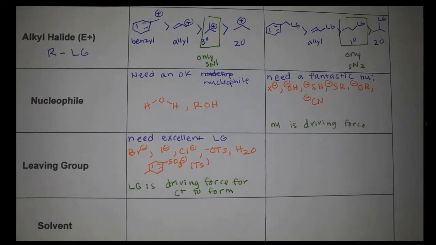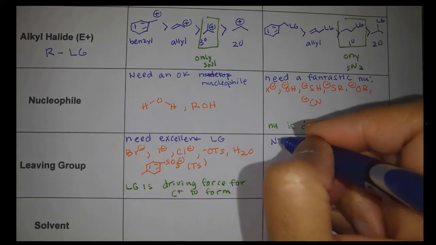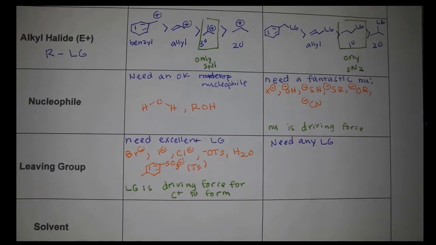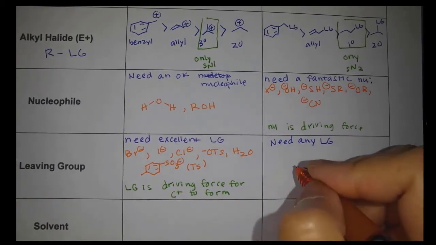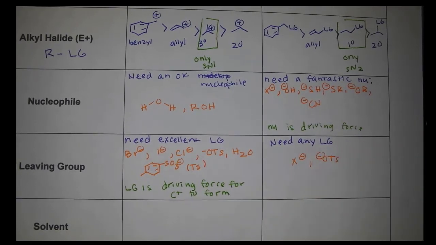And then for the SN2 reaction, because the nucleophile is the driving force, we just need a leaving group to be there. So any old leaving group will do. You can have the X minus, OTs. Questions so far?